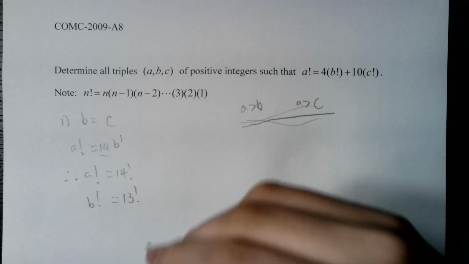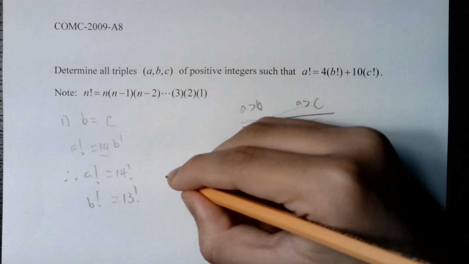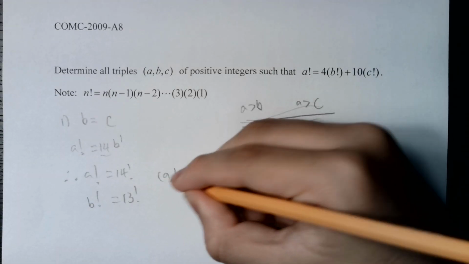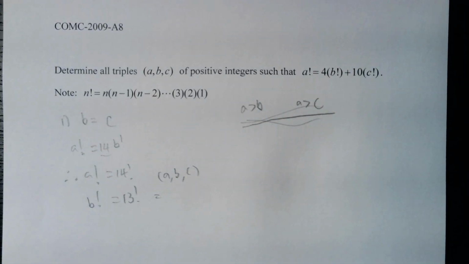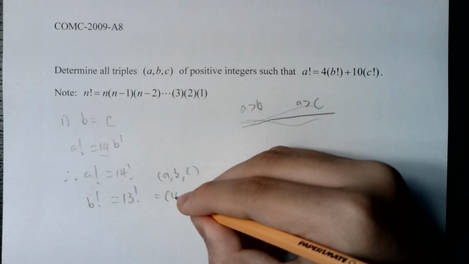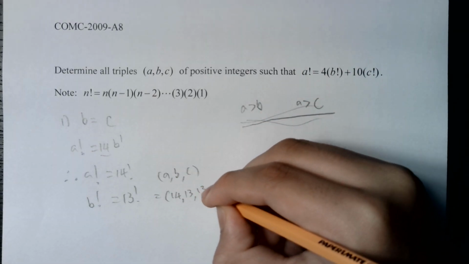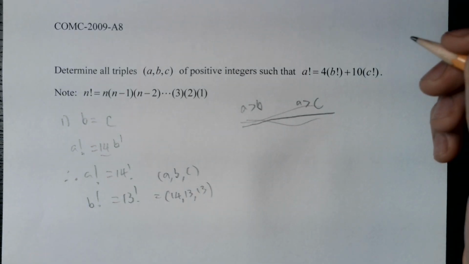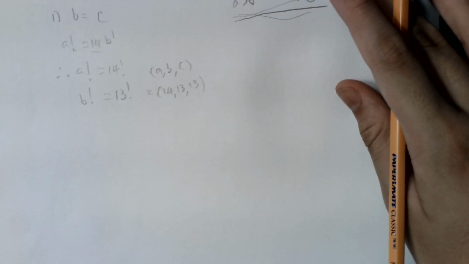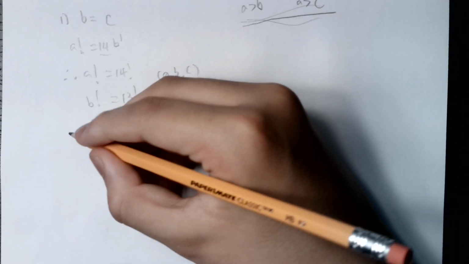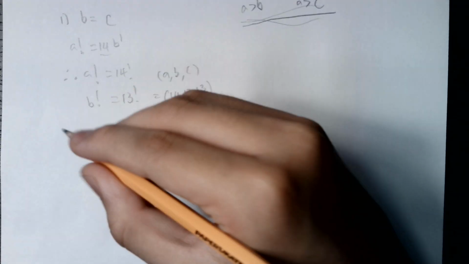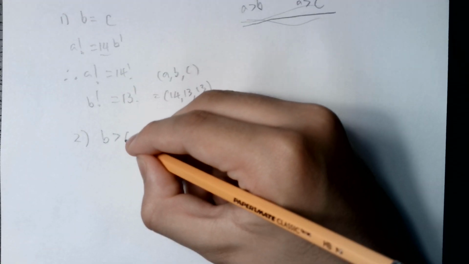So this means that our triple a, b, c is going to be equal to 14, 13, and 13, as b and c are equal to each other in this case. Now let's look at another case. These cases are going to be whether b is bigger than c or b is smaller than c. So let's do b bigger than c first.